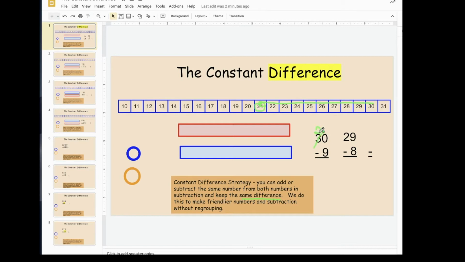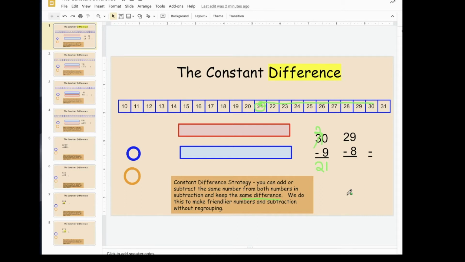I have to change the 3 tens to 2 tens by taking 1 ten away. And then I'm going to add that 10 to the ones place. So instead of having 1 rod, I'm now going to have 10 units. And I'm just going to move them over to the ones place. Now I can take 9 out of 10. Well, 9 from 10 is 1. And 2 tens minus no tens is still 2 tens. So my answer is 21.